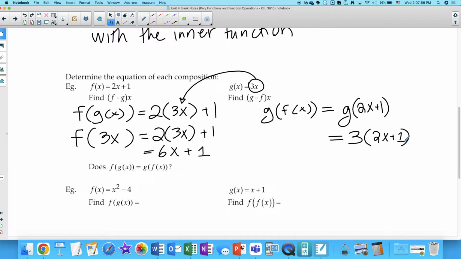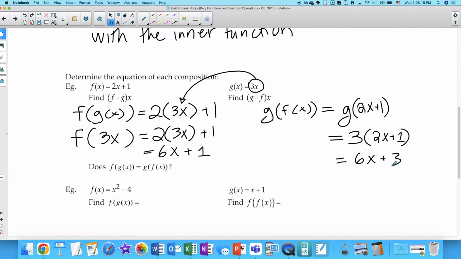Okay? And then we would evaluate this as well. And this one, when we expand, or not evaluate, I suppose, but, sorry, that's 6x. Expand. Okay, so this is 6x plus 3.